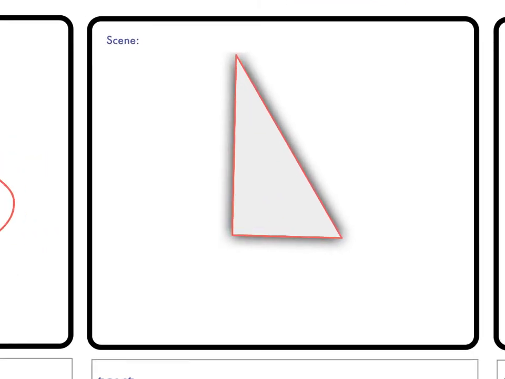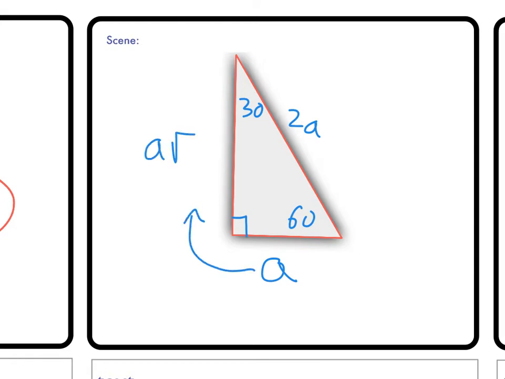There's this other triangle that thinks he's pretty special, and that is our 30, 60, 90. A 30, 60, 90 is half of an equilateral triangle. Since it's half of an equilateral triangle, whatever the hypotenuse is, the short side is going to be half of it. So we start with the short leg, let's call that A. The hypotenuse would be 2A, because the whole side is twice the short leg. And then to find the long leg, we take A times the square root of 3.